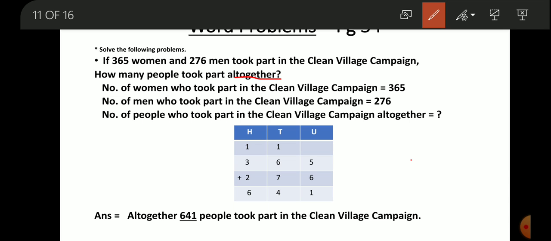Now boys, you have to form the answer statement like this. The question is there, the last question. According to that, you have to form the statement. For example, here it is, how many people took part altogether? That way you have to answer: altogether 641 people took part in the Clean Village campaign.